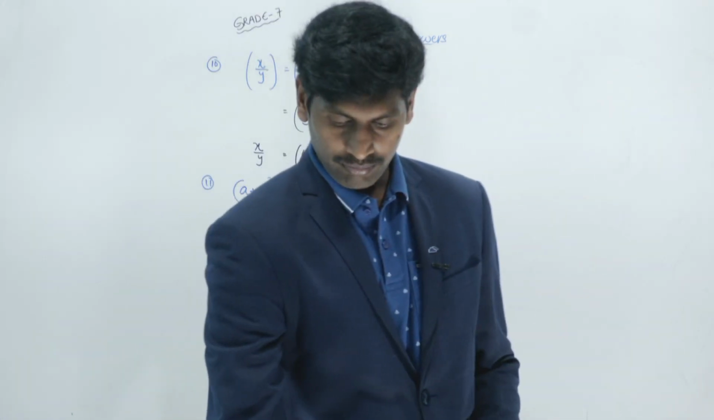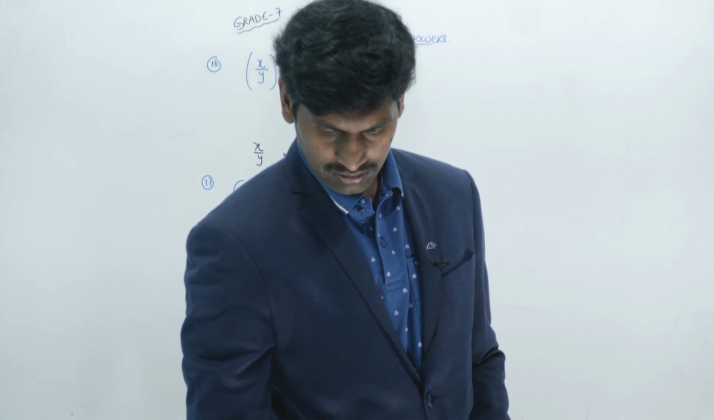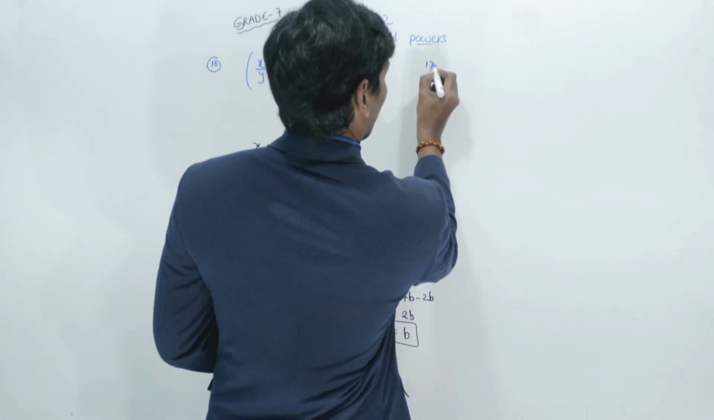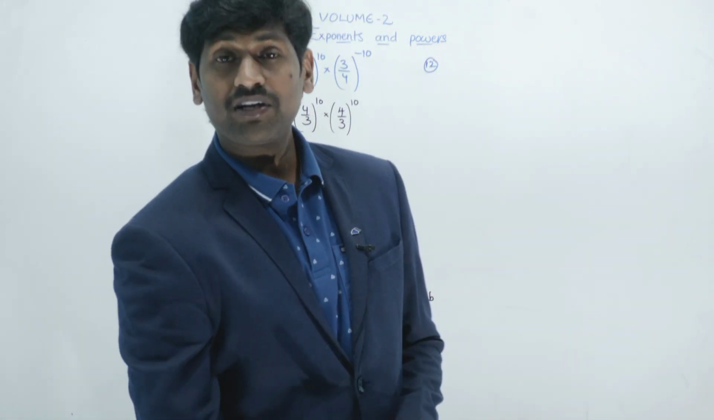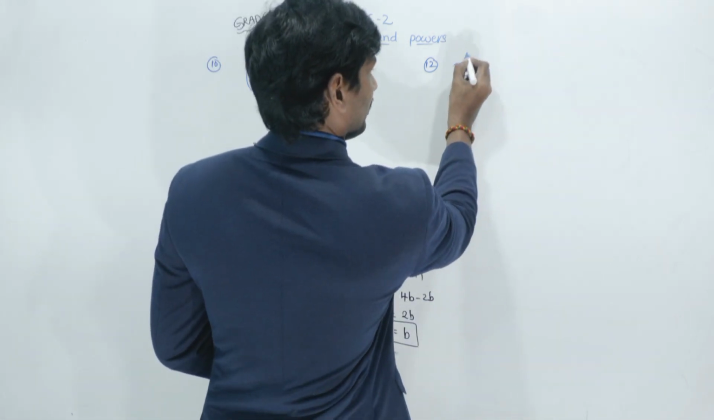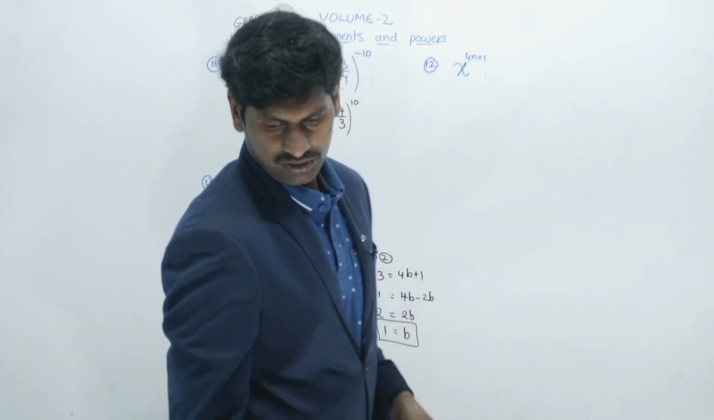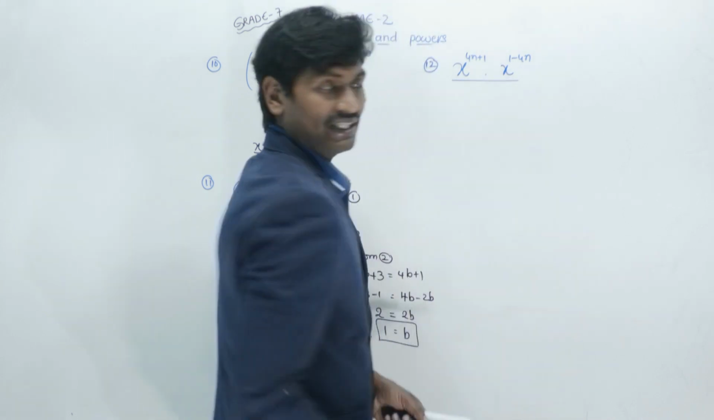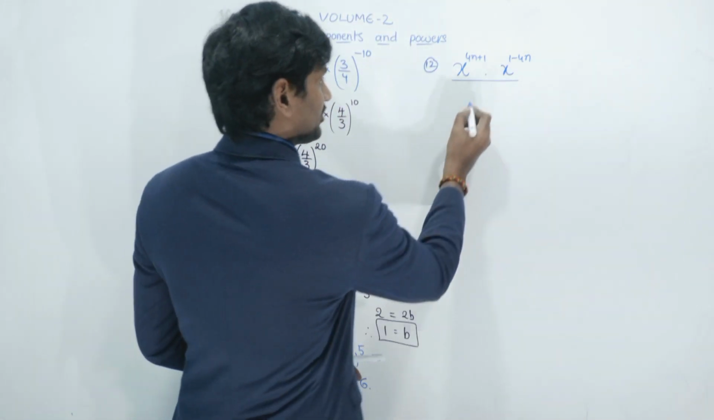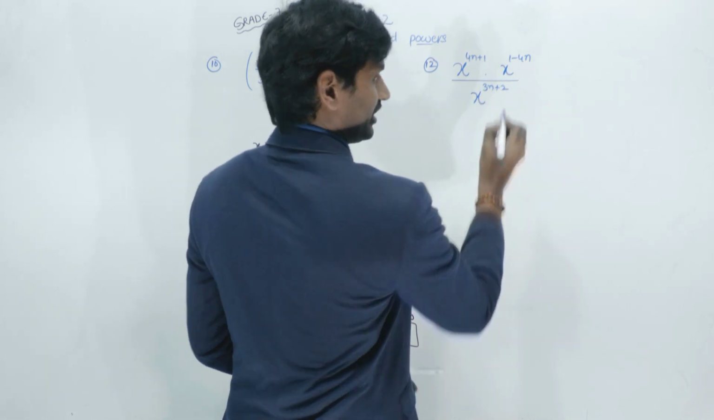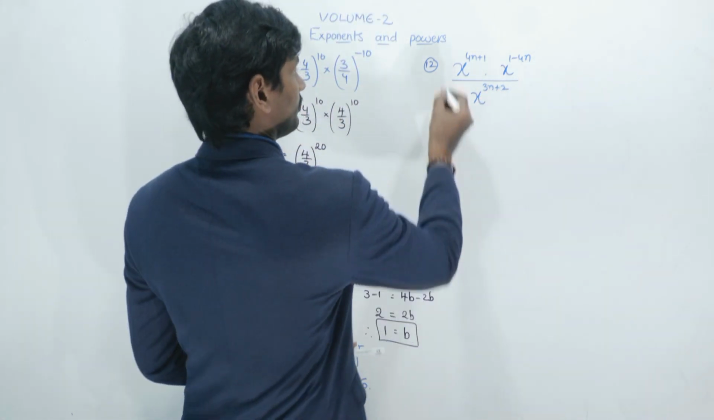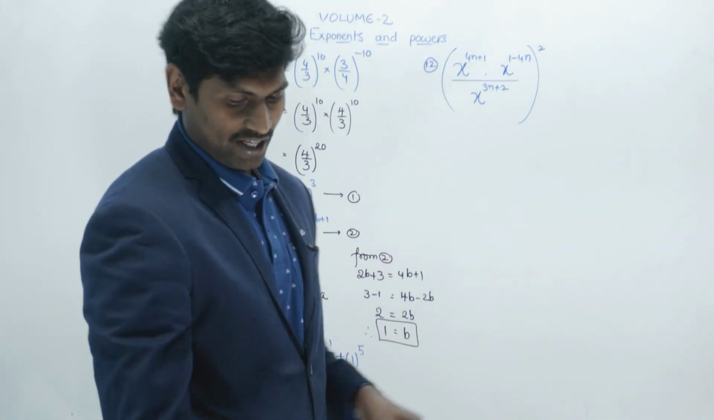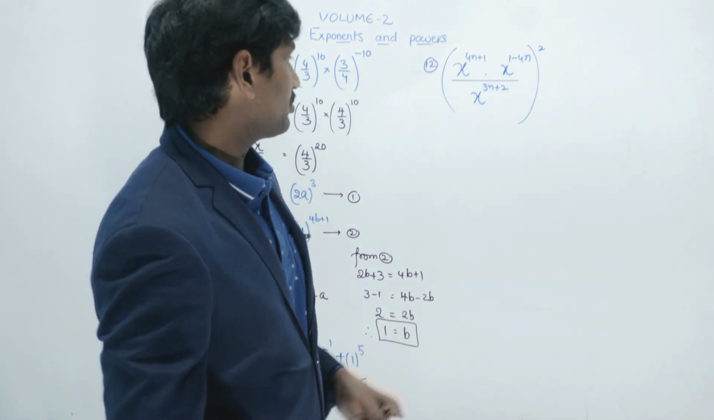So problem number 12. The 12th problem is given. That is x power 4n plus 1 into x power 1 minus 4n, divided by x power 3n plus 2 whole to the power of 2. Okay? We need to identify the value of this. So we should try to simplify this one.